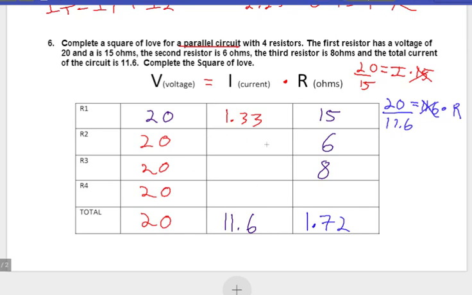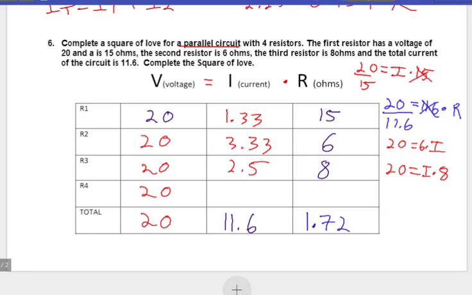Next, I can just go ahead and start solving for the currents over here. And again, we use Ohm's law to do that. So voltage is equal to current times resistance. 20 equals 6 times I. Divide both sides by 6. I find out that the current should be equal to 3.33. And then I also find out that resistor 3 has a voltage of 20, and the current is unknown, and the resistance is 8. So therefore, the current for resistance 3 should be 2.5.